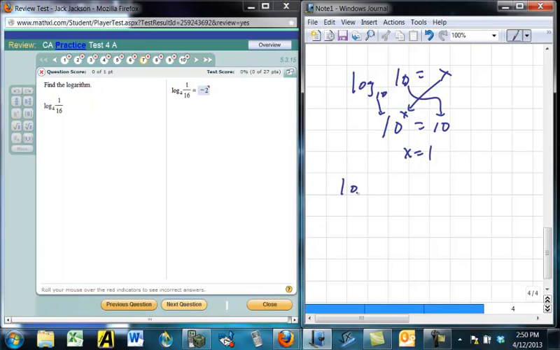Okay, similar problem. Log base 4 of 1/16 equals x. We're saying 4 to the x power is 1/16. All right, let's think about it. 16 is 4 squared, so this is 1 over 4 squared. 4 to the x, so x must be negative 2 for that to work out.